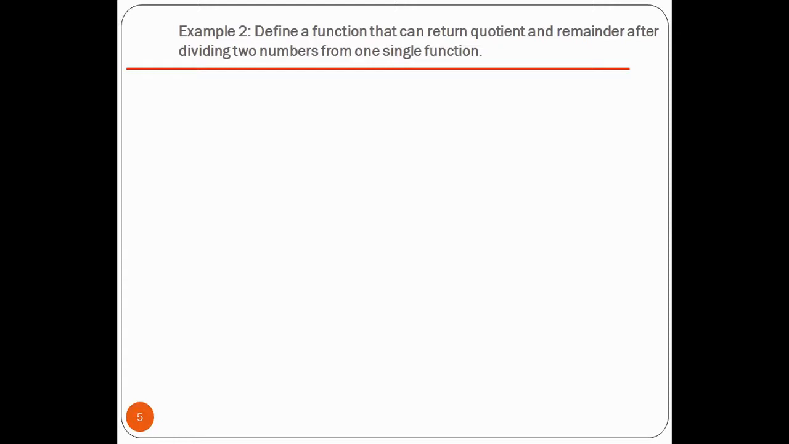Okay, define a function that can return the quotient and remainder after dividing two numbers from one single function. So we have to make a function that can return both the quotient and remainder of two numbers.